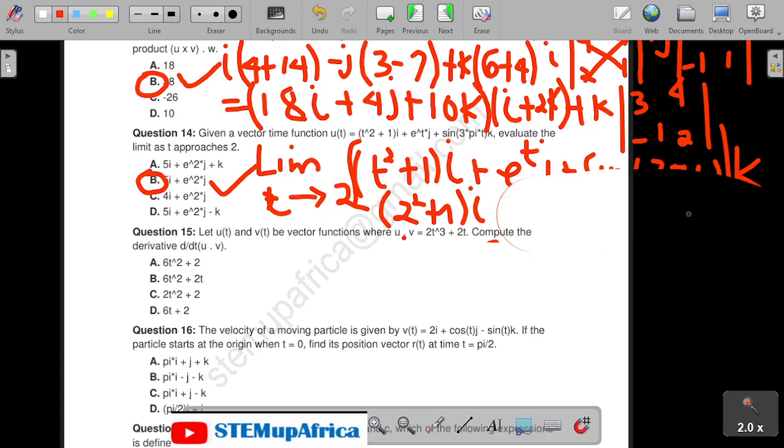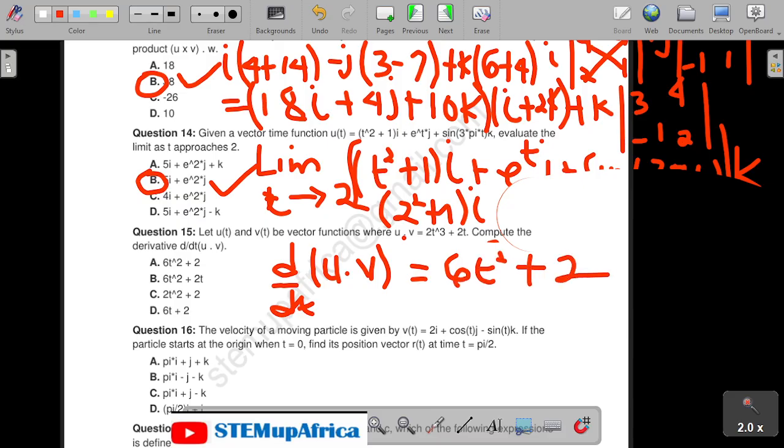I'm going to have d/dt of u dot v, meaning we are differentiating with respect to t. Here will give us 6t squared plus 2. If you follow the formula of differentiation, n x to the n minus 1, if your y is x to the power n, this is now your y prime or your dy/dx. So the n will come down, subtract 1 from it. That's exactly what I just did here. So if you go by that, the answer is 6t squared plus 2, which is option A.